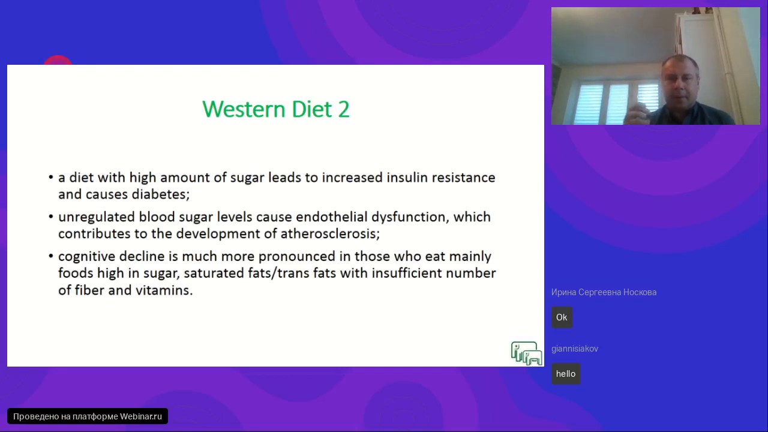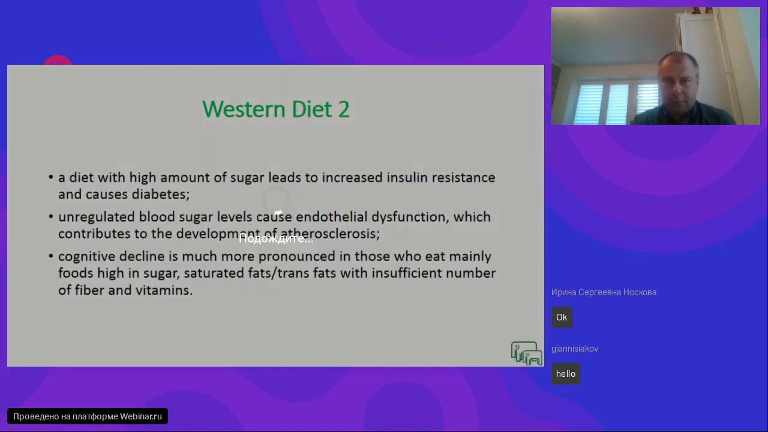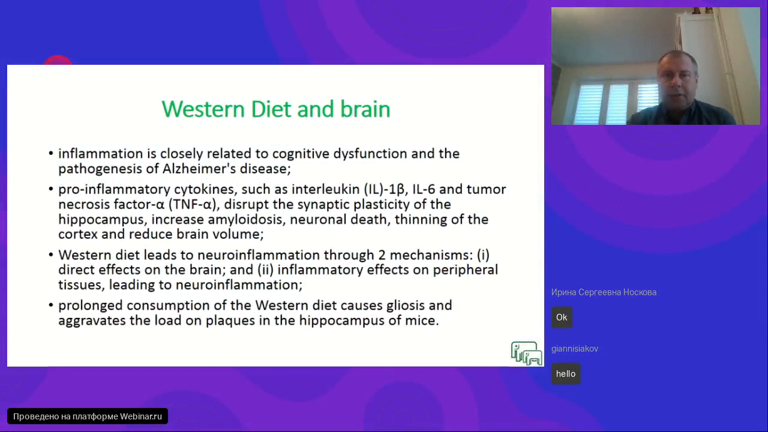Endothelium is a number of cells inside our vessels, which also contribute to the development of atherosclerosis. And of course, this atherosclerosis leads to the development of cognitive decline, which is more pronounced in those who eat mainly foods high in sugar, saturated fats, and trans fats with insufficient fiber and vitamins. Of course, such improper nutrition as the Western diet leads to pathological processes in the brain.